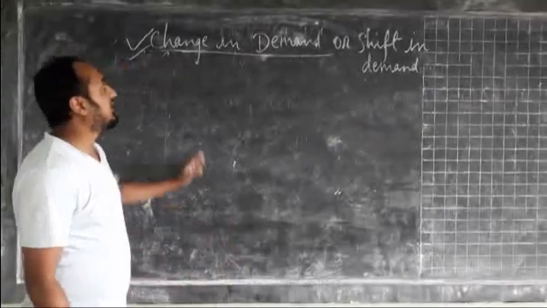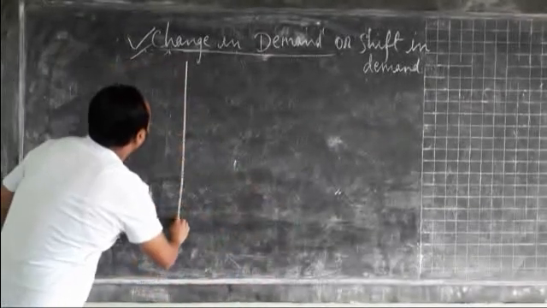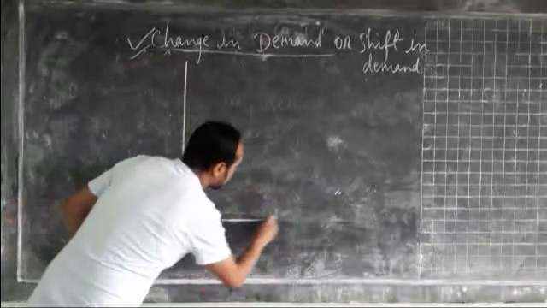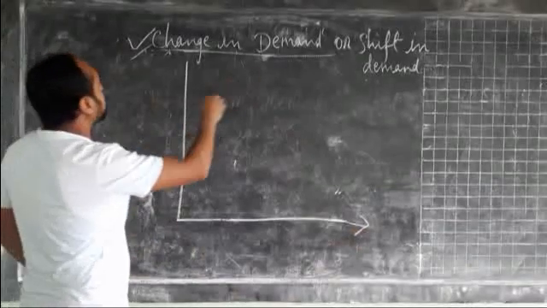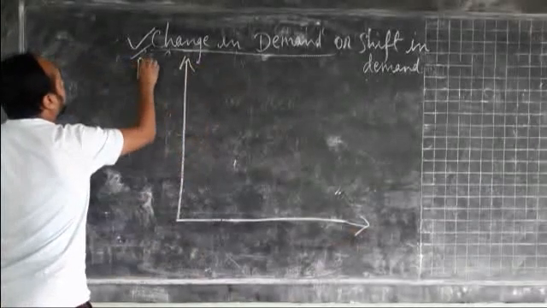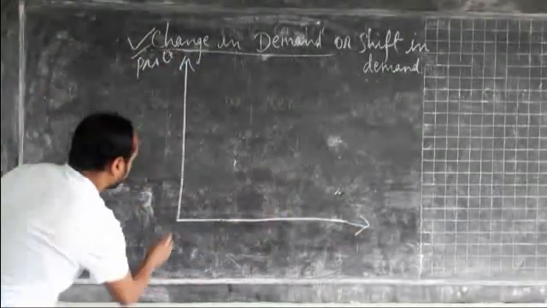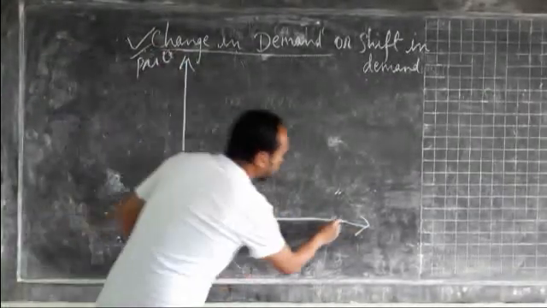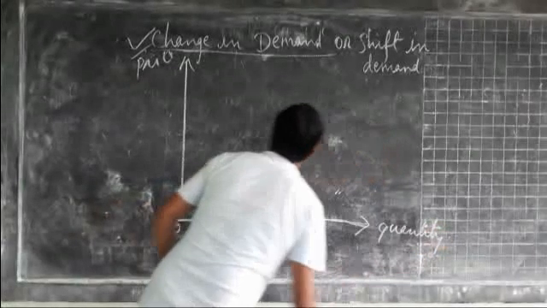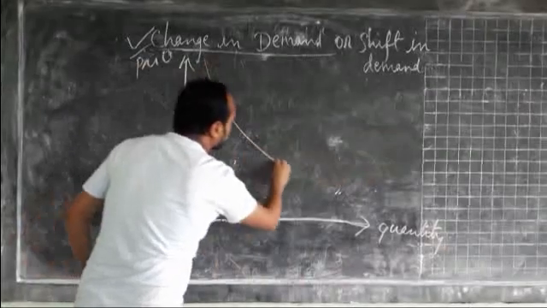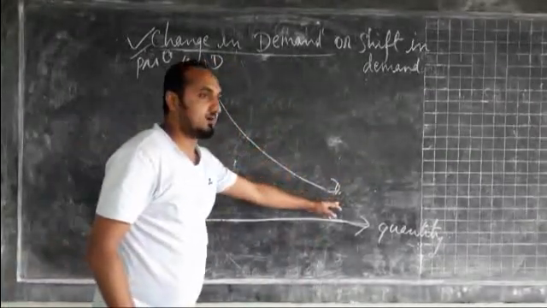This change in demand can also be shown with the help of a diagram. Now I am going to show the change in demand or shift in demand with the help of this diagram. Now on the y axis we measure price, and on the x axis we measure quantity. So we know that the demand curve is downward sloping. Let's consider this DD is our demand curve.